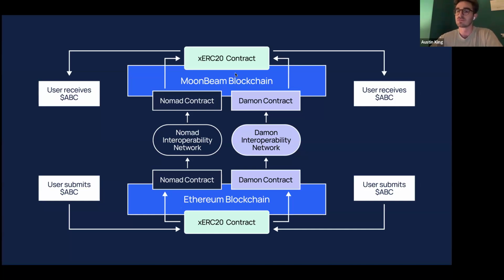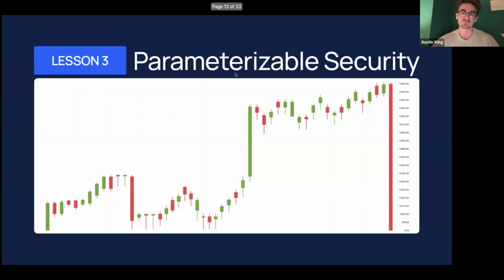With xERC20, the really nice thing is that it commoditizes the interop networks and it puts control into the asset issuer's hands. So the asset issuer could say, okay, cool, I want to make ABC available over on this Moonbeam blockchain. What I can do is I can whitelist Nomad. I can also whitelist Daemon. And either of these interop networks will be able to relay assets over there. This is really nice because now we can diversify across different interoperability networks and we remove that singular dependence. But at the same time, we solve the liquidity fragmentation problem that we were dealing with before.